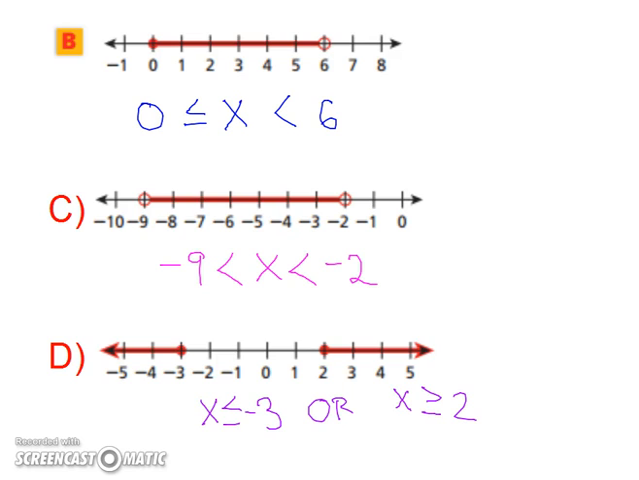And that ends our lesson on solving compound inequalities.